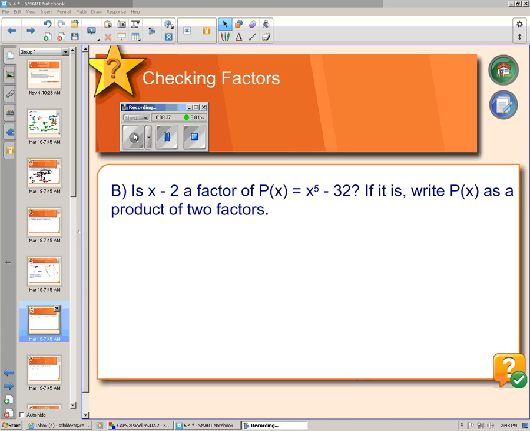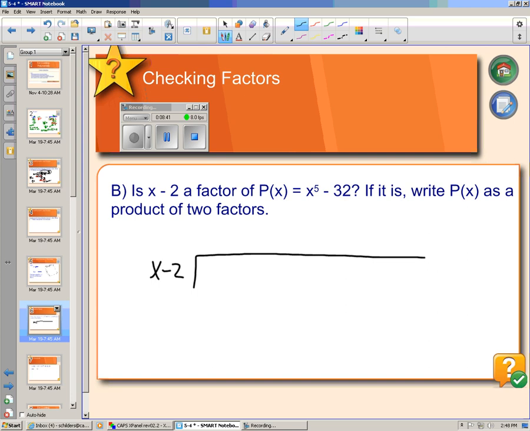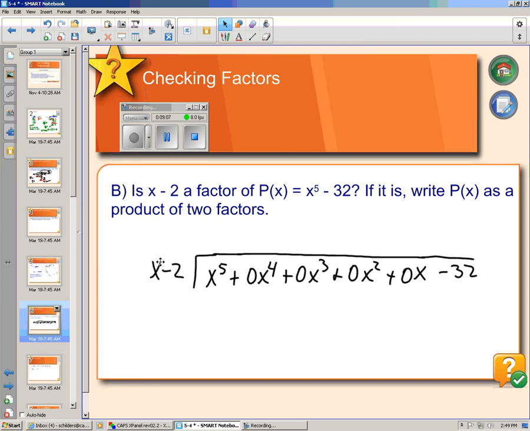Here's one for you to try. When you set it up, make sure that you set up your term inside the box. This is x to the fifth here. There is no x to the fourth, so you have to put in a 0x to the fourth, a 0x to the third, a 0x squared, and a 0x, because all those terms are missing, and divide that. If the remainder comes out to 0, then it is a factor. You go ahead and try it, and that's the end of this video.